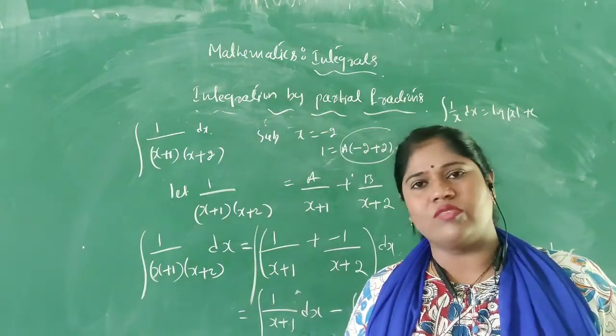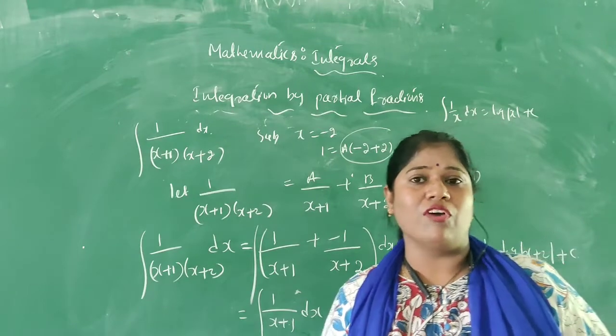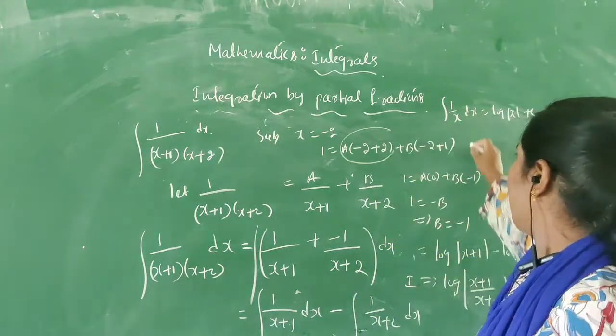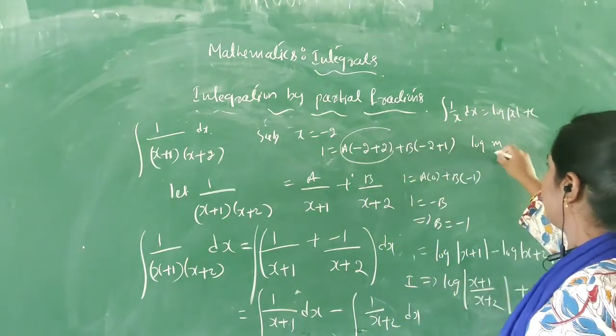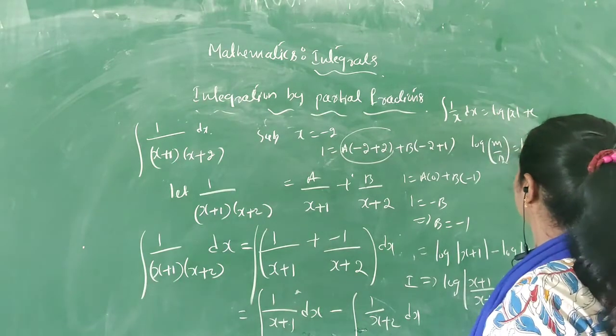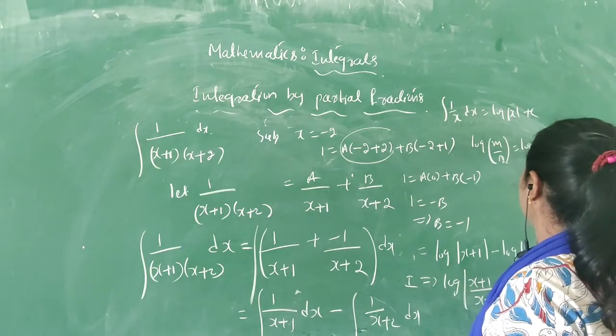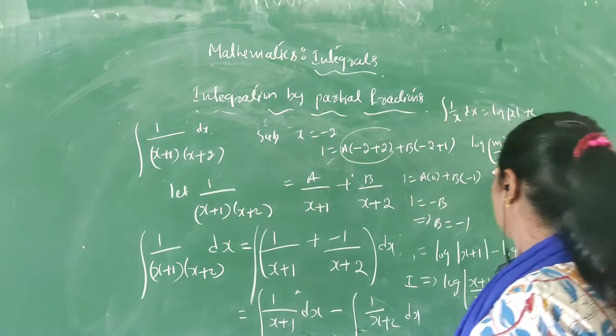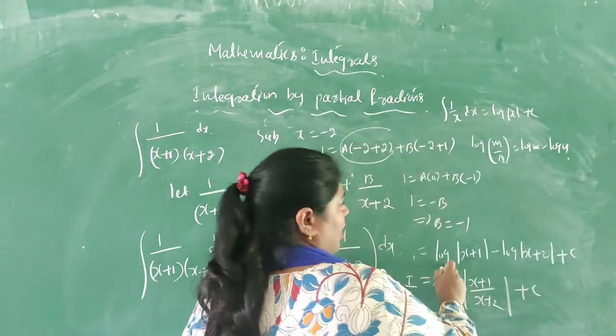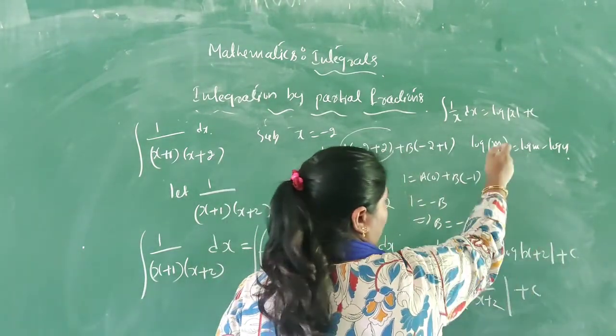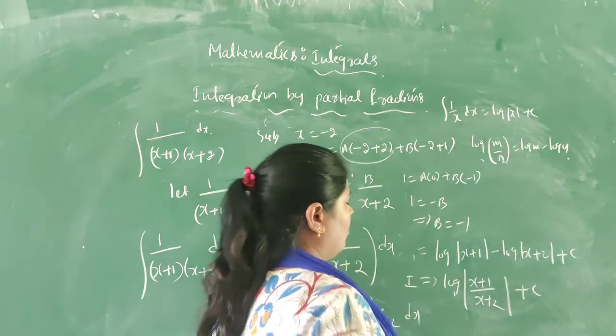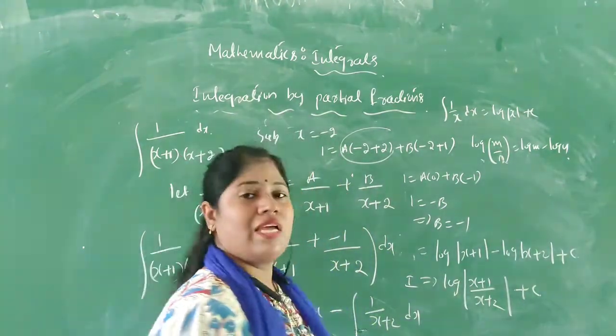After that, you know the logarithmic formulas. So log m by n is equals to log m minus log n. So we use this. The limit is of this log m minus log n. So we can do this form, so log m by n plus 6.